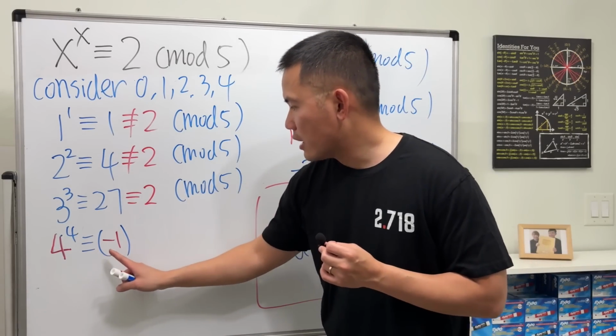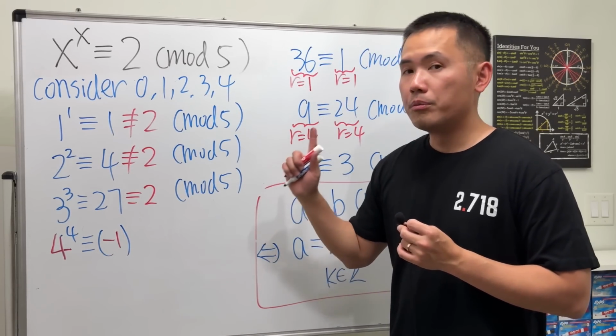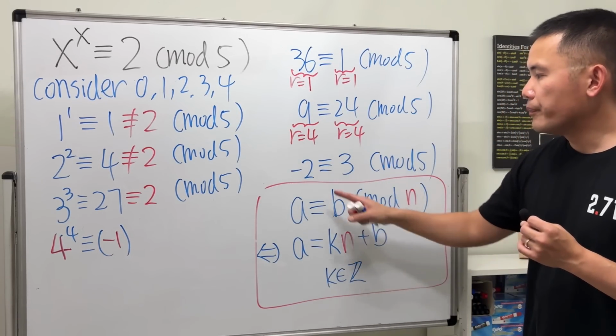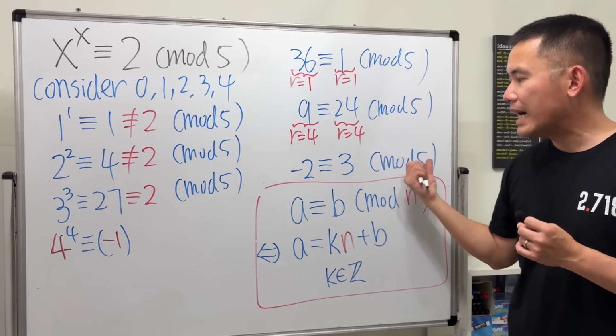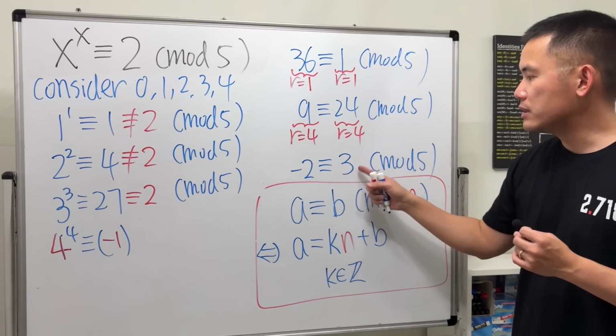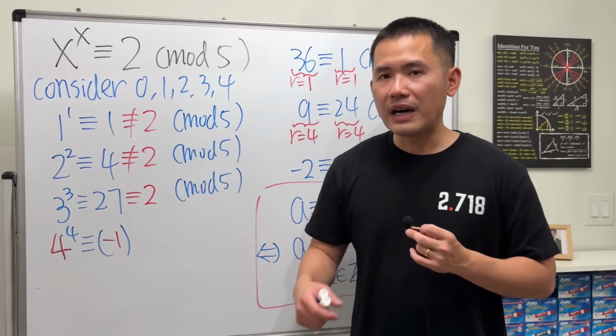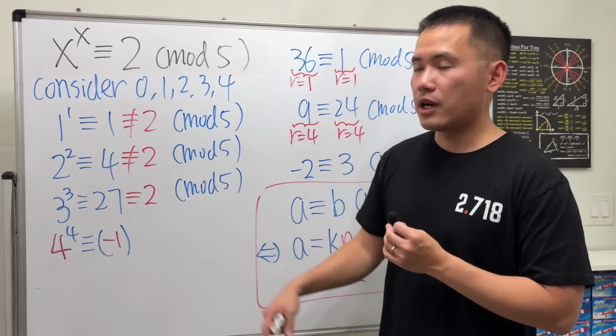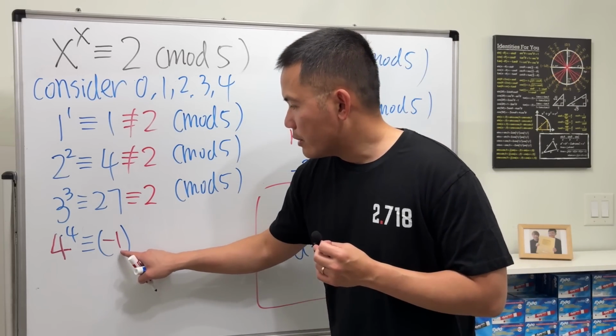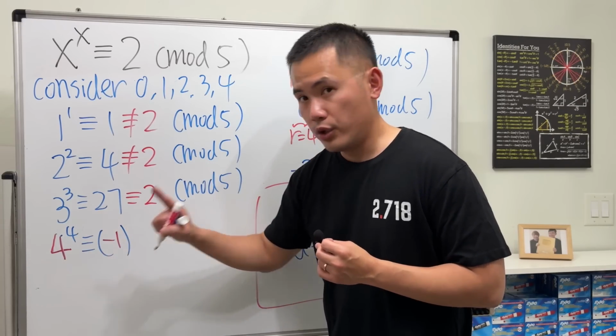4 is congruent to -1 in the mod 5 world because, like we said earlier, you can start with this and keep adding 5 to it, or you can start with this and keep subtracting 5 from it. 4 minus 5 is -1, so they are congruent. So you can mod the base, but the power, you have to keep.